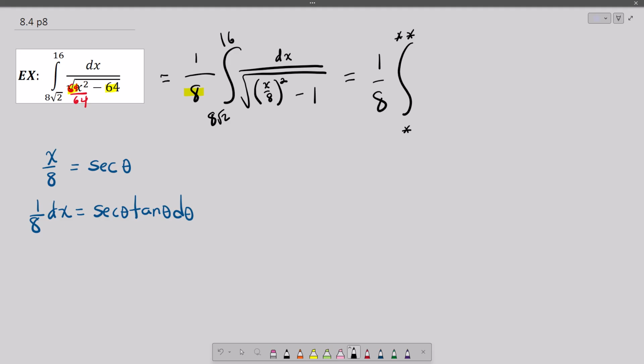Dx in the numerator. If we look down here and multiply both sides by 8, we're going to get 8 secant tangent in the numerator. And down below, secant squared minus 1.